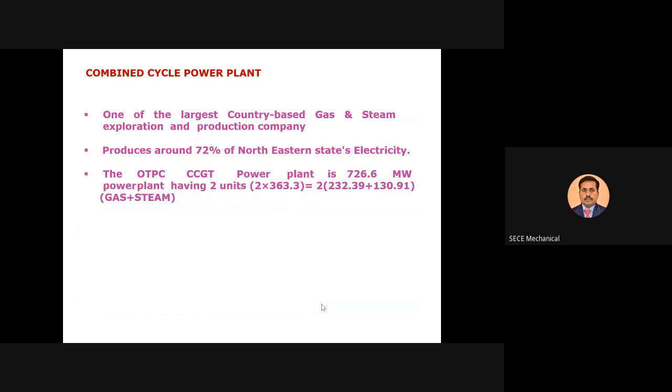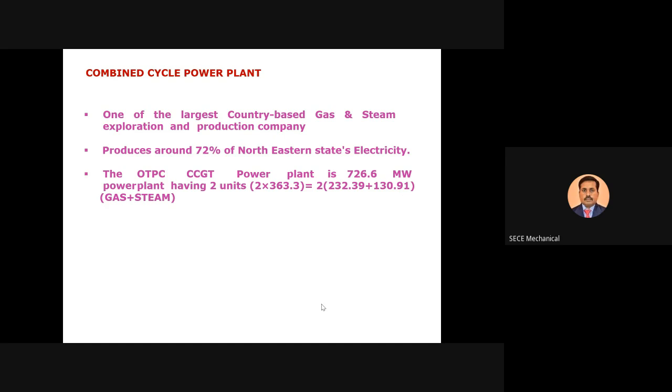So where is it located? Normally a combined cycle power plant is a large country-based plant. It is located in the northeastern state of the US. With the help of this combined cycle power plant, we are able to generate a maximum of 726.6 megawatt. Combined cycle is nothing but a combination of two cycle power plants. With the help of the two cycles, we can produce around 72 percent of power.